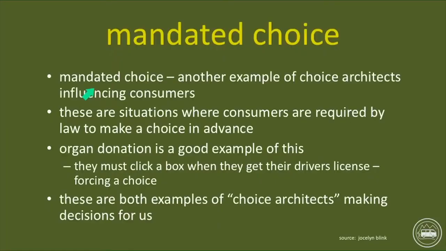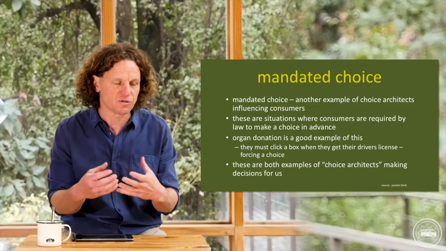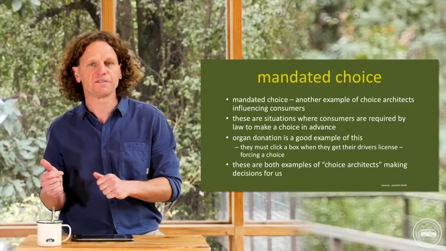What does this mean? Well, this is another example of choice architects influencing consumers. These are situations where consumers are required by law to make a choice in advance. Organ donation is a good example of this. I just talked about it, right? They must click a box when they get their driver's license, forcing a choice, right? These are both examples of choice architects making decisions for us. That means mandated choice, like you have to choose. It's a required field. You must fill it out, right?